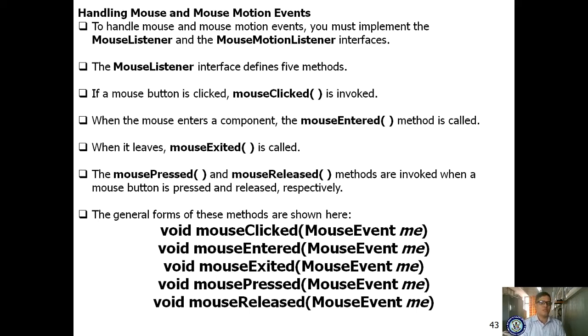What are the 5 methods? void mouseClicked(MouseEvent me); void mouseEntered(MouseEvent me); void mouseExited(MouseEvent me); void mousePressed(MouseEvent me); void mouseReleased(MouseEvent me). These are the 5 methods which are incorporated with MouseListener.